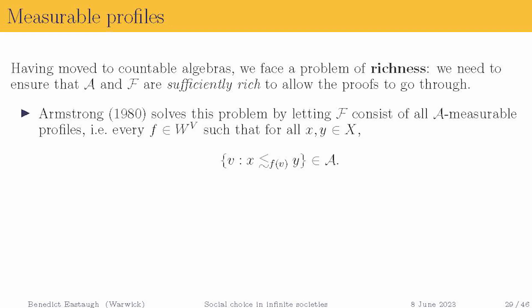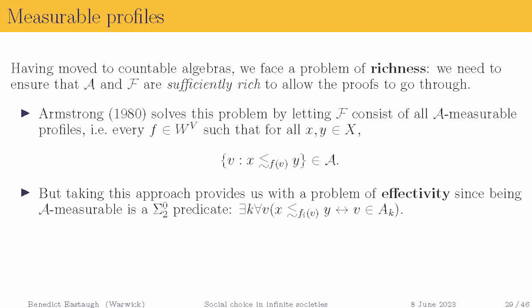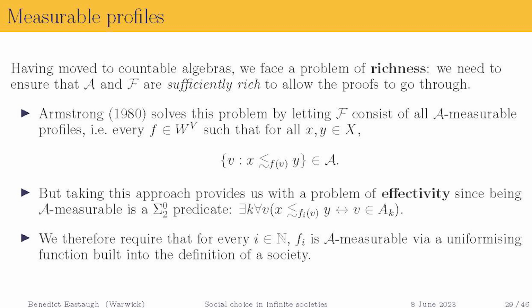So Armstrong's solution was to just say, okay, I'm going to take some arbitrary algebra, and then I'm going to take all of the profiles that are measurable by some set in that algebra. But this doesn't work very well in a more effective setting, because it turns out that being measurable is itself kind of complicated as a property. So we need to assume that we have something stronger baked into our society, namely that for every profile, it's going to be measurable via some uniformizing function.